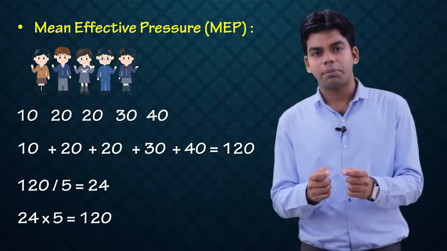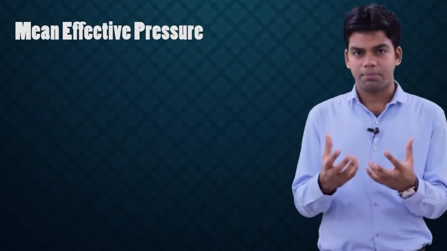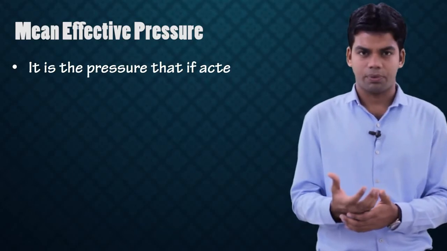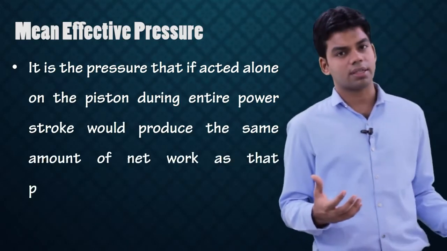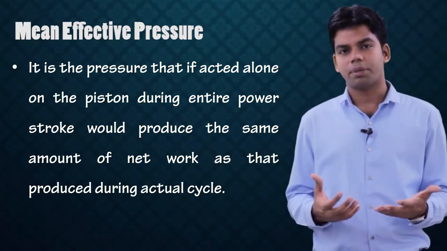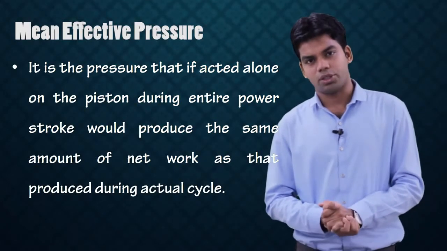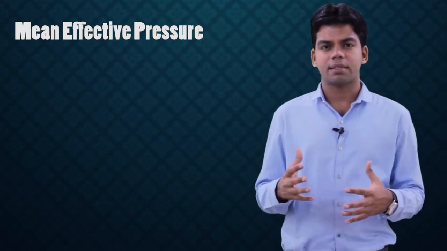Okay, so this is nothing but the mean. If I maintain a constant pressure throughout the cycle, what would be that constant pressure such that the work done is the same as that of the original cycle? That constant pressure is nothing but the mean effective pressure. Now, how can we determine this mean effective pressure?